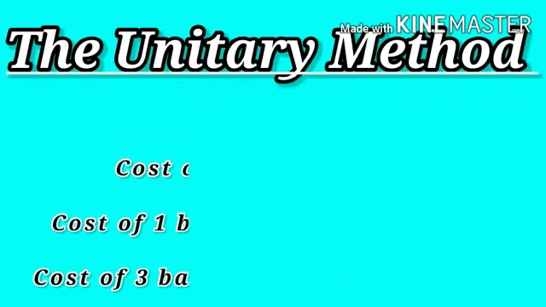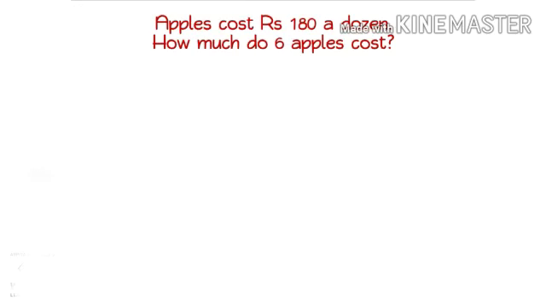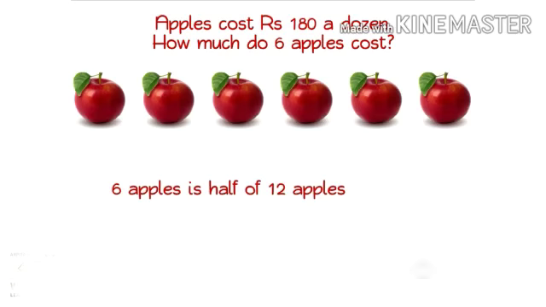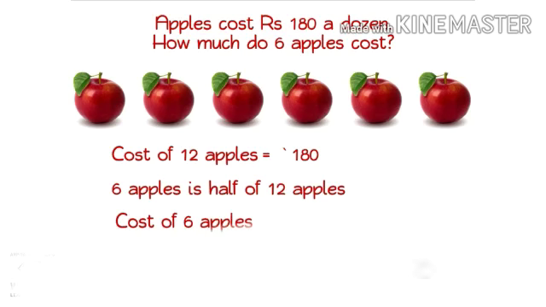Let us take a few more examples. Here the cost of 12 apples is 180. The cost of 6 apples is half of 12 apples. So we have to pay half of the price. Half of 180 is 90. So 6 apples will cost rupees 90. Finding the price of 6 apples is quite easy because 6 is half of 12.